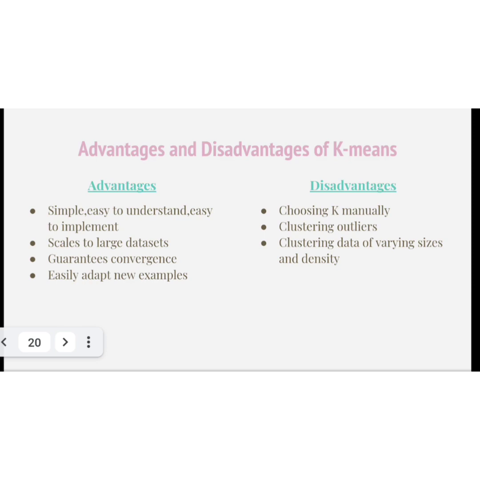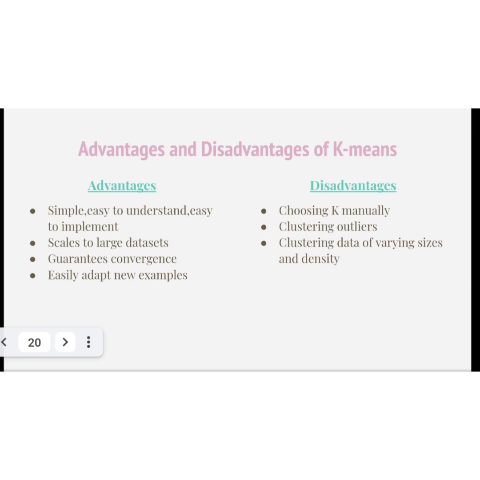Now let's look into the disadvantages. We have to choose the value of k manually. That's a disadvantage. We will have to either use the elbow method or silhouette method or some other methods to choose the value of k. So we have to do it manually, so that's a disadvantage.